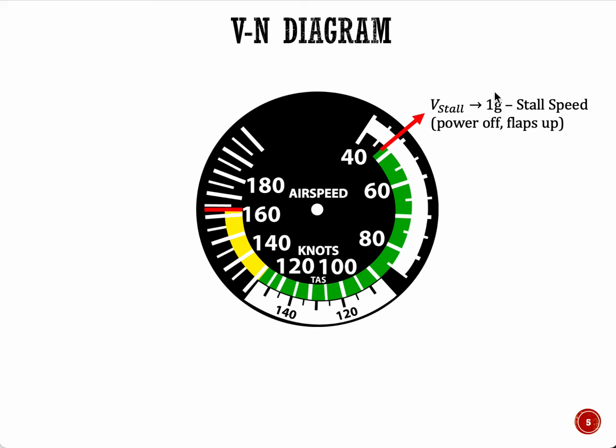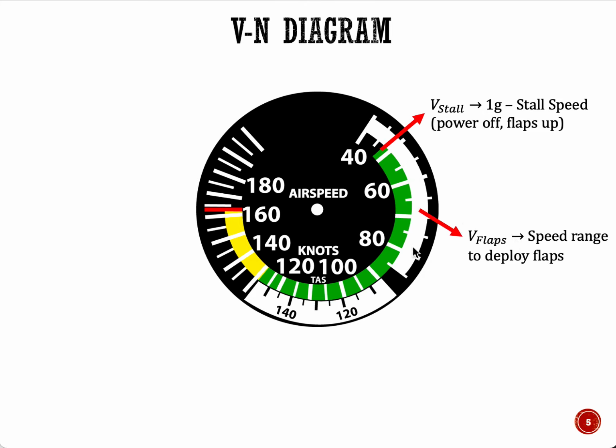That's essentially the 1G. And the stall speed is the minimum speed you can fly at while sustaining the weight of the aircraft, right? So this condition is purely for power off and flaps up. If you go below that, you will stall the airplane under this condition. But with the power on and flaps down, you can go much lower than that. But this green is for 1G stall speed, all right?